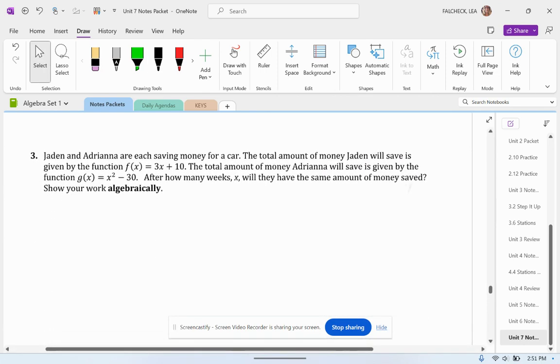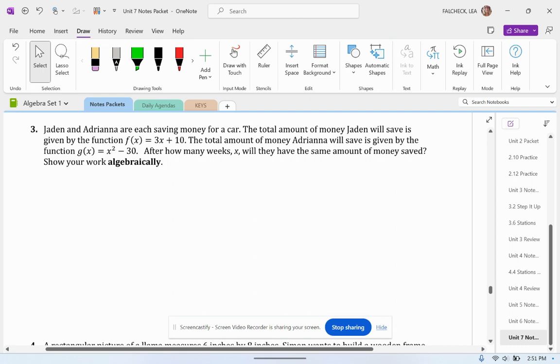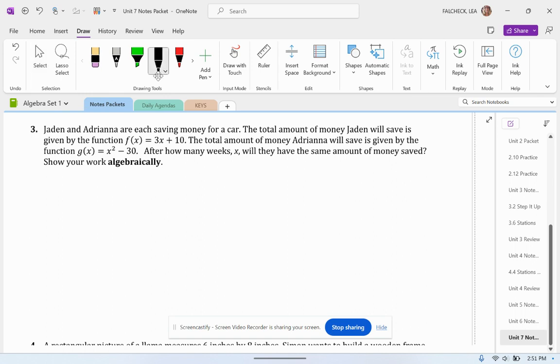All right, number 3, Jaden and Adriana are each saving money for a car. The total amount of money Jaden will save is given by the function f of x equals 3x plus 10. The total amount of money Adriana will save is given by the function g of x equals x squared minus 30. Let's go ahead and write these down. And then Adriana. After how many weeks x will they have the same amount of money?